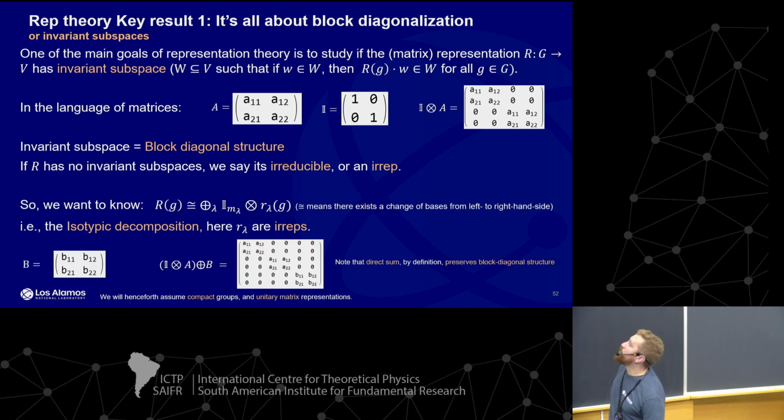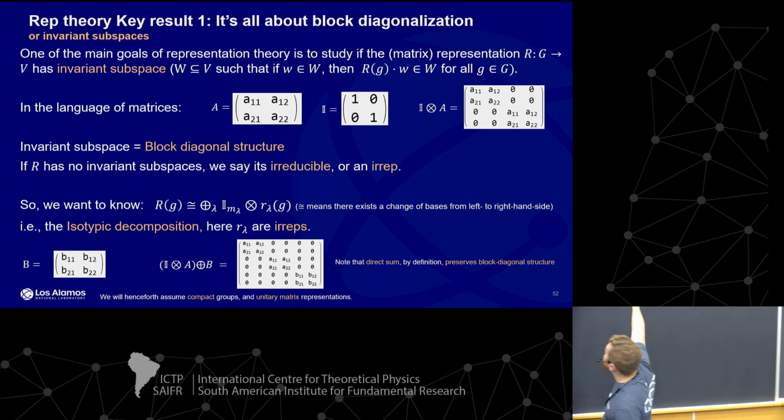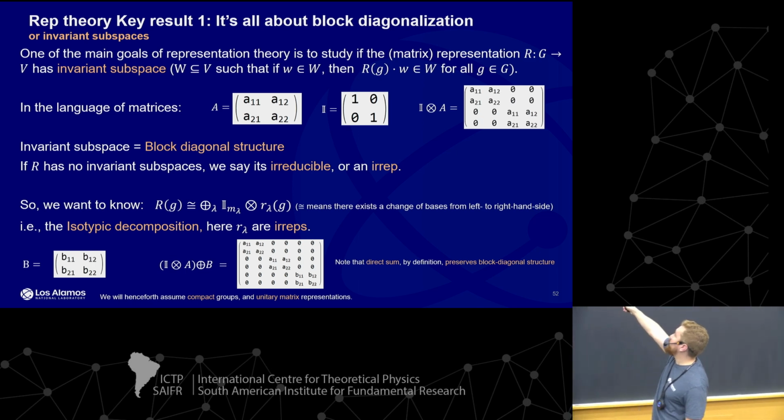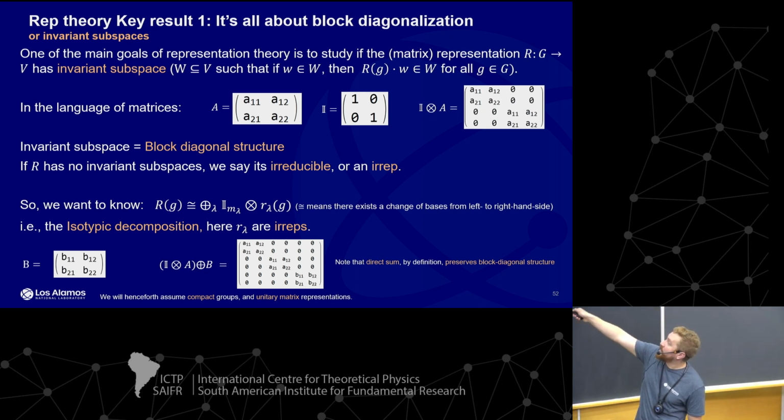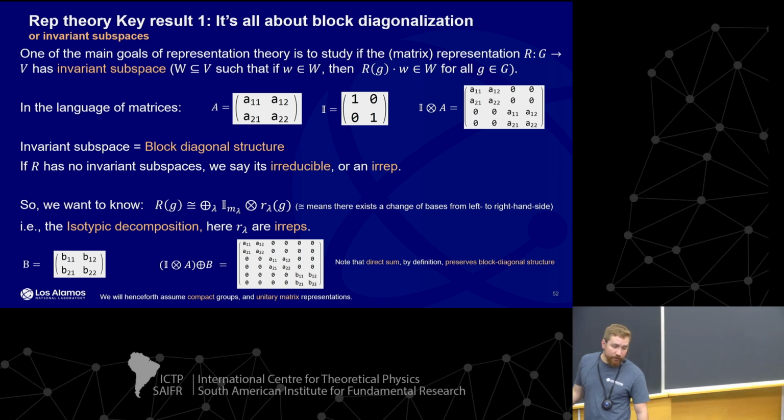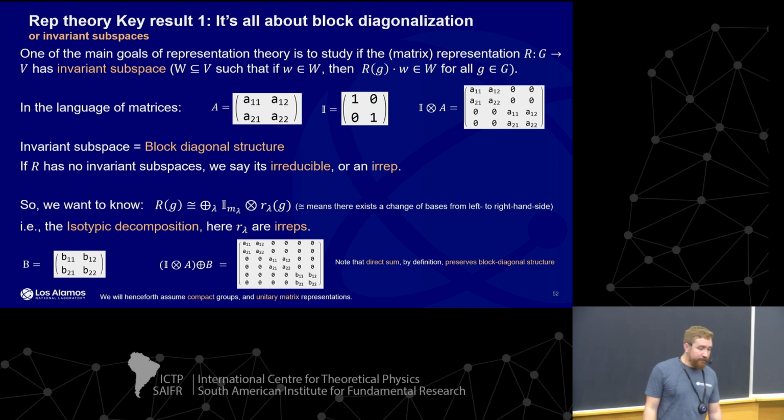Well, maybe you don't remember what direct sum is, so let's do it right now. If I give you a matrix B, and I direct sum B, you get this guy right here, which again has block diagonal structure. So this is essentially what we want to study. If there exists a change of basis, my representation is going to look block diagonal. So let's consider some examples.